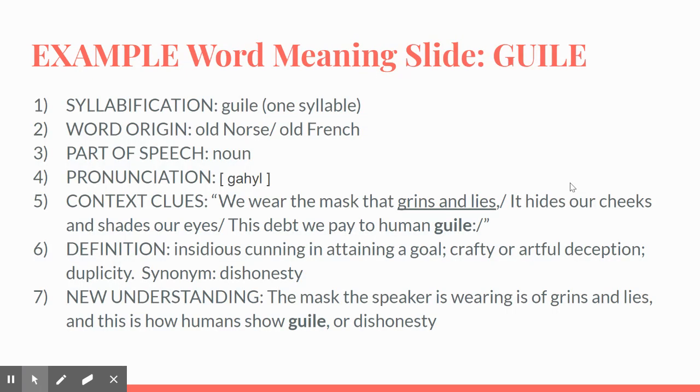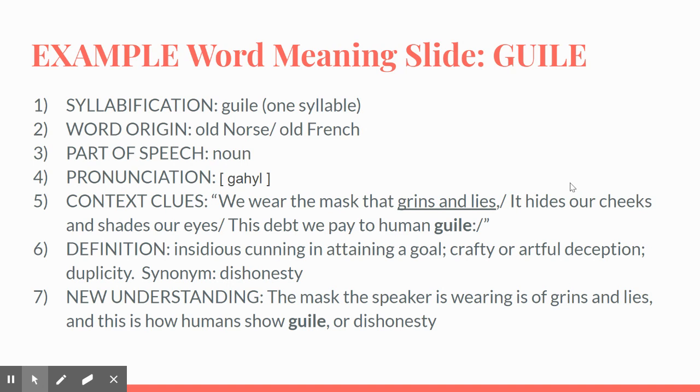So this is what a sample slide would look like. Syllabification. For guile, it's only one syllable. Other words will have more than one syllable, and I'd have to put the dots or dashes in between to break up the syllables. Word origin, I looked it up, and it's Old Norse or Old French. Part of speech, noun. Pronunciation, I just copied and pasted this from dictionary.com, guile.